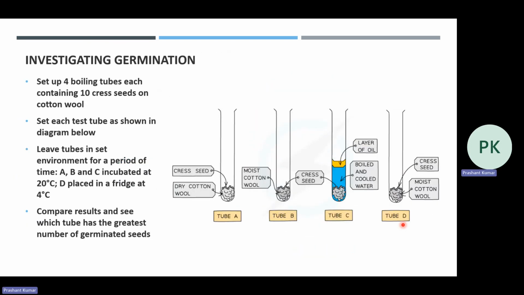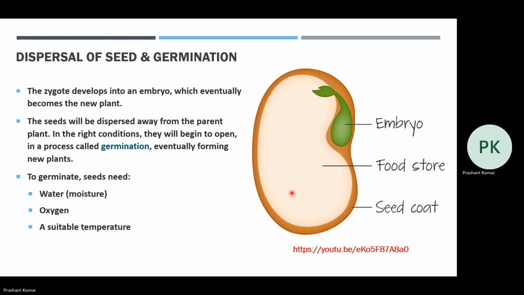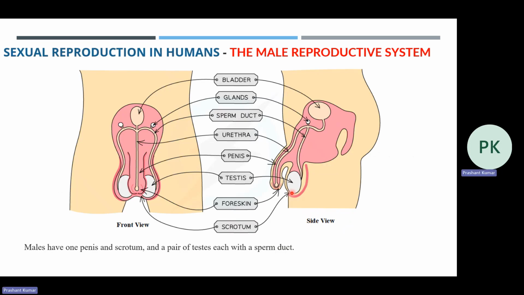So now let's talk about the conditions. A, B, and C are incubated at 20 degrees, and then one is kept in the fridge. After that, we are going to see the results after some time. Dispersal of seeds and germination, this we have done. Now, sexual reproduction in humans.